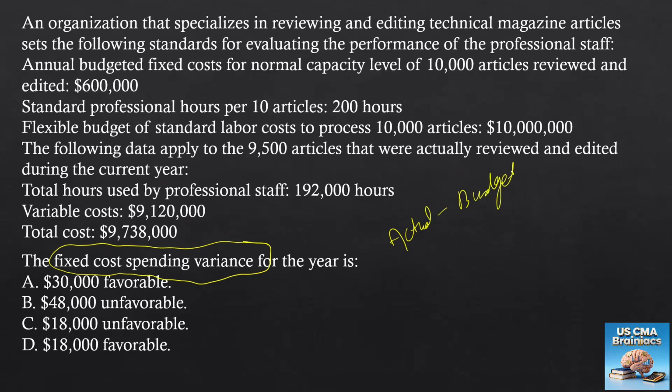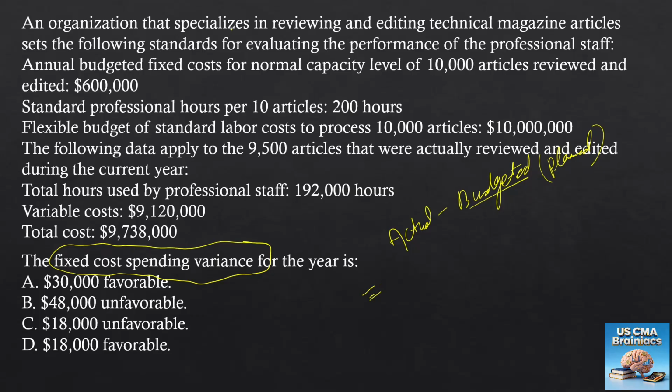Actual minus budget. Budgeted means what we plan. So don't be confused. What is the normal plan? And what is the actual? Just read the question.